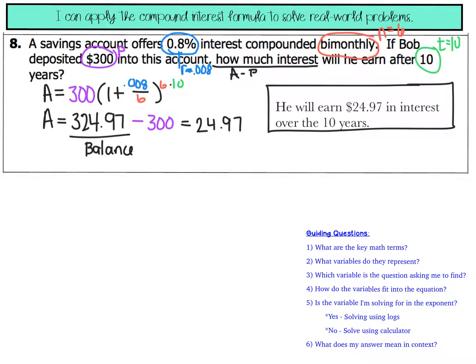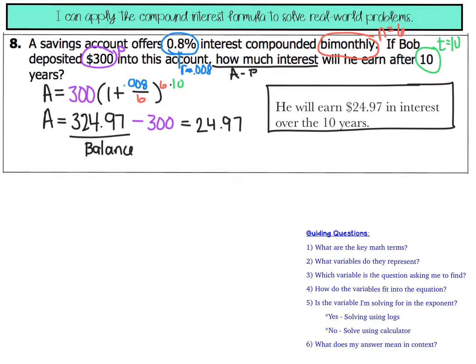All right, so for this one, I got $24.97 is what he will earn in interest over 10 years. Now, I'm going to guess that if you got it wrong, it might have come about from the interest rate. If you notice, the interest rate is 0.8%. So that is less than 1%. So it's going to be less than 0.01 because I moved my decimal 2 places. And so 0.8% is not the same as 0.08 or 8%. So if you're ever confused about turning that interest rate, that percentage, into a decimal, just take 0.8 and divide it by 100 because we know percent is out of 100.